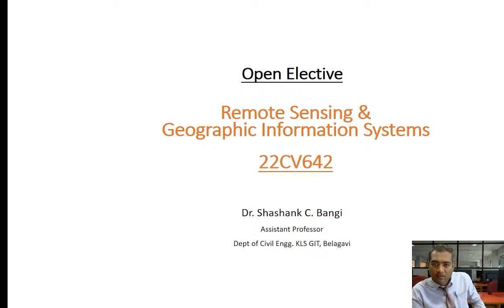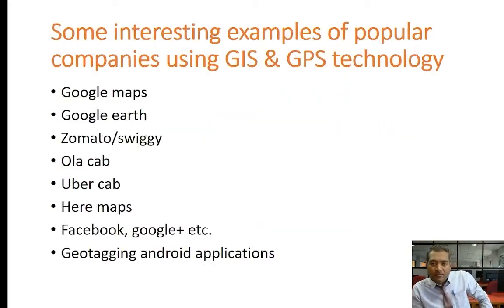For the upcoming sixth semester from the Department of Civil Engineering, we are offering an open elective subject, Remote Sensing and Geographical Information System. You may note down the code 22CV642. As Remote Sensing and GIS is an interdisciplinary subject, it has been kept open for all branches except civil engineering. I would like to give you an overview of remote sensing and GIS.